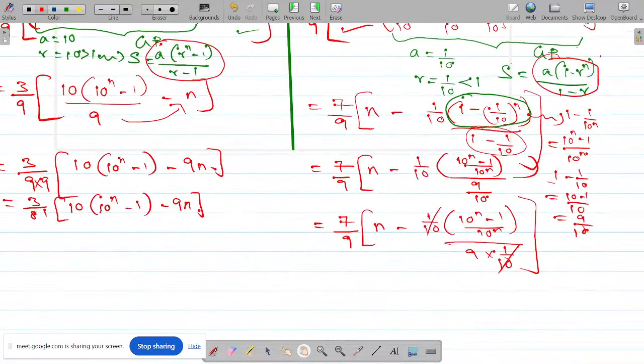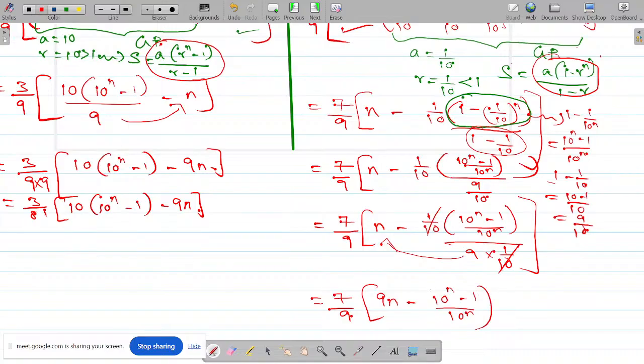So next step, 7 by 9. Actually, you'll get LCM and you'll get 81 only. I take LCM, so this will become minus 10 power n minus 1 divided by 10 power n, and the whole divided by 9. Obviously, I'm not going to write 9 here. Instead, I'll write 9 here and make this as 7 by 80.